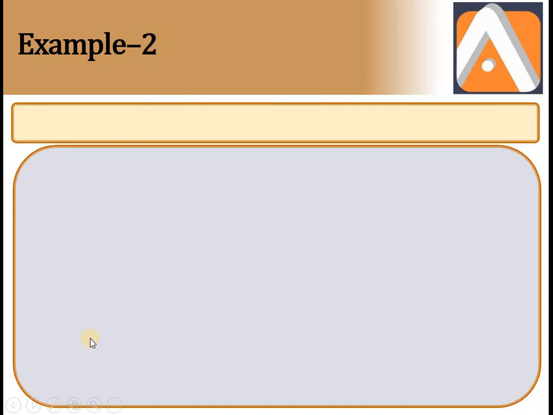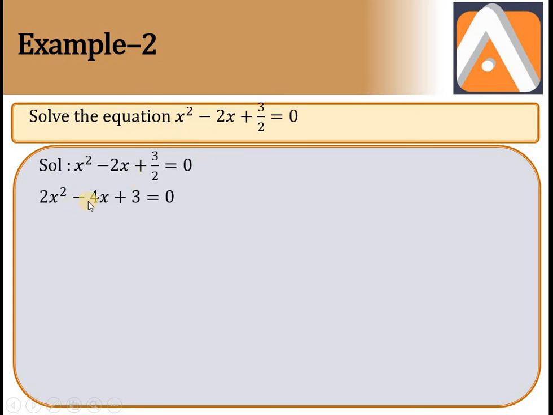Now here, x square minus 2x plus 3 by 2. See, if you want to take LCM, in the previous question we have not taken LCM. So here what I am doing, I am multiplying the entire equation by 2. So what you will get, 2x square minus 4x plus 3 is equal to 0. Here also if you multiply with 2, there is no change on the right side. Now the same formula I am applying, minus b, that is plus 4, plus or minus under root b square, that is 16, minus 4ac, that is 24, upon 4.